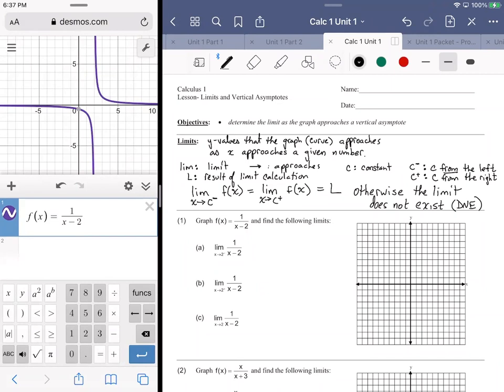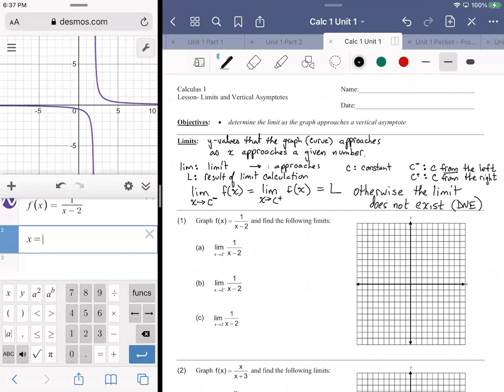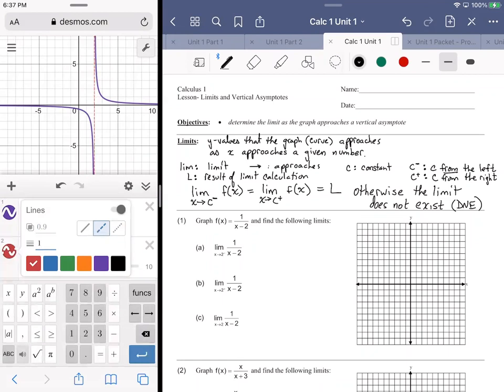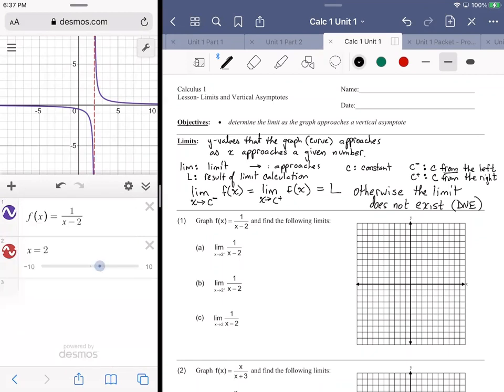What this is saying in part A is that x is going to approach a value of 2 from the left-hand side. All right, so I'll make a little note here of x equals 2. That happens to be the asymptote. I'm going to make this a dash, or dash looks nicer. I'm going to make it red and a little bit thinner. Too thin. All right. So that's x equals 2.